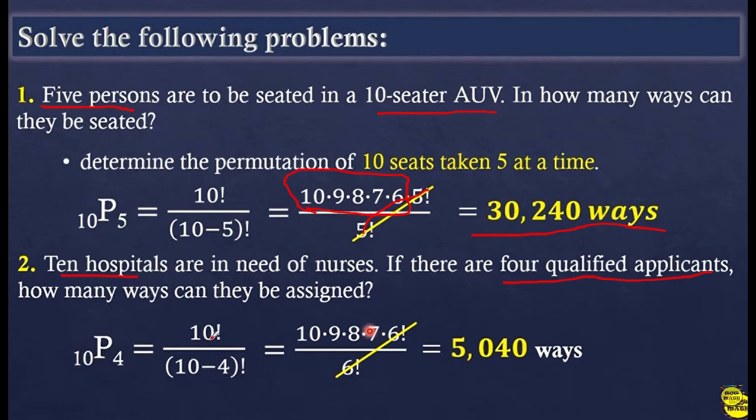So we have 10 factorial over 10 minus 4 factorial. So 10 minus 4, that's 6 factorial. Ngayon si 10, ato siya 10 times 9 times 8 times 7 times 6 factorial kay para makancel lang nato si 6 factorial diha. So pag-cancel nato kang 6 factorial, ang nabilin dayon 10 times 9 times 8 times 7. And then we get the 5,040 ways na answer. Okay, next.